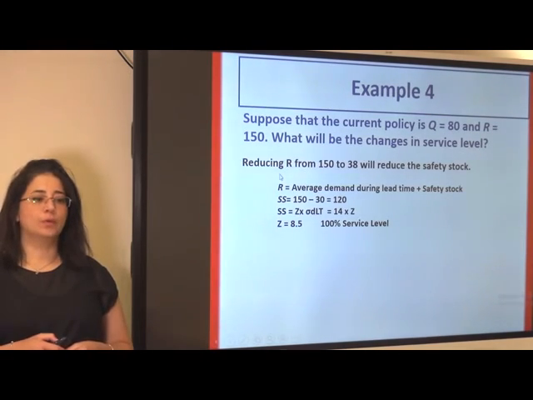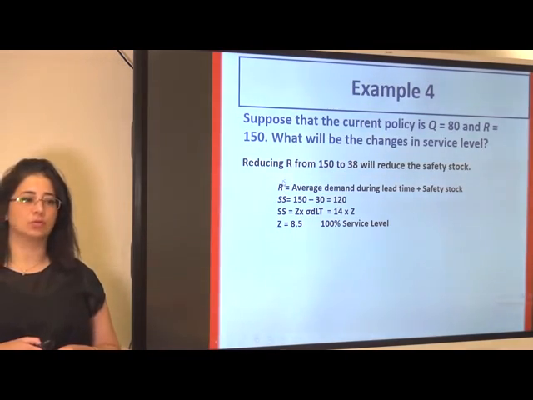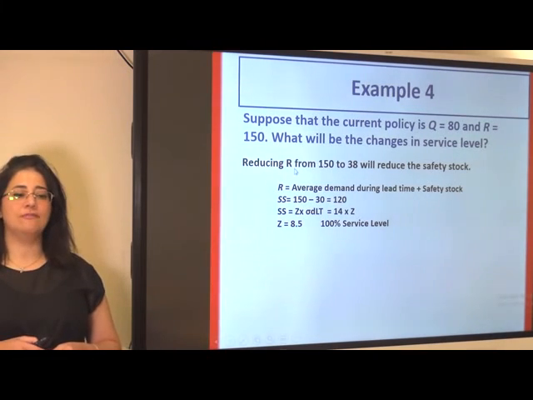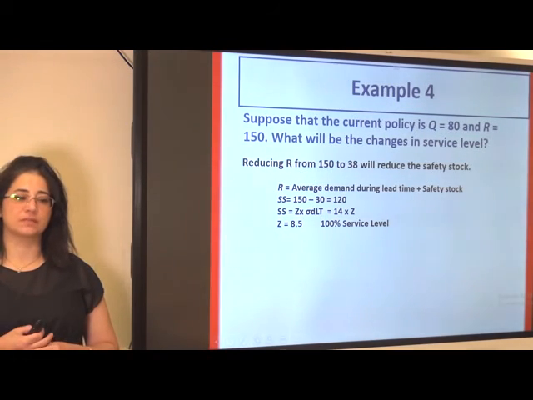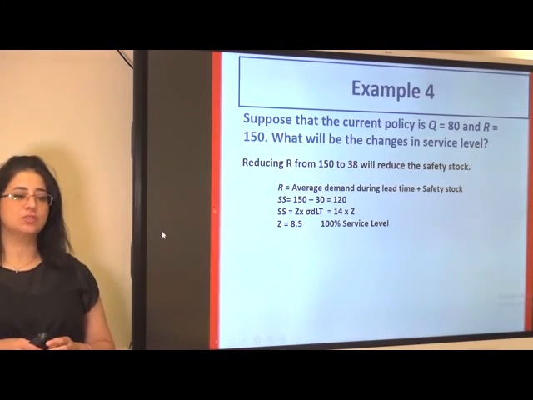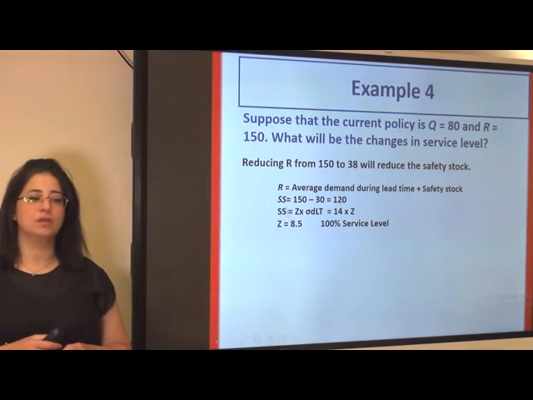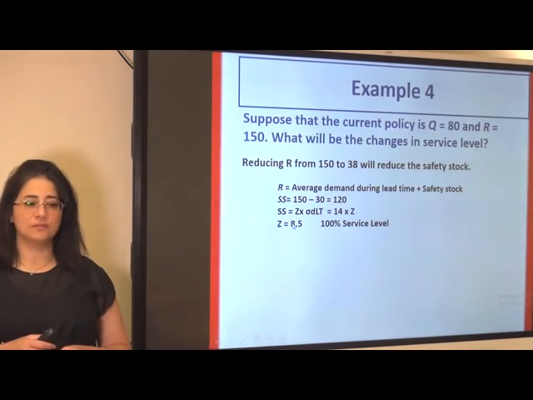Now, reducing R from 150 to 38 will reduce the safety stock. Since R equals average demand during lead time plus safety stock, and average demand during lead time is still the same, 30, the safety stock is reduced to 100, and when you have R of 150, the safety stock will be 120. So the service level here is calculated.